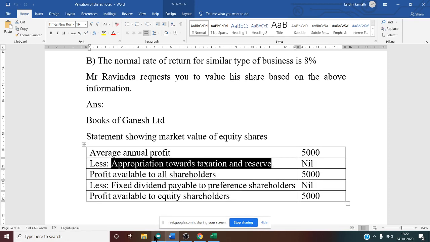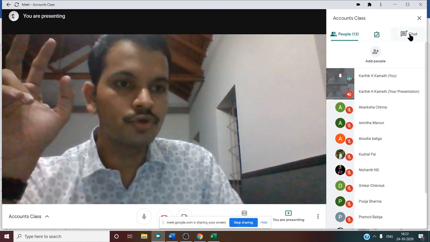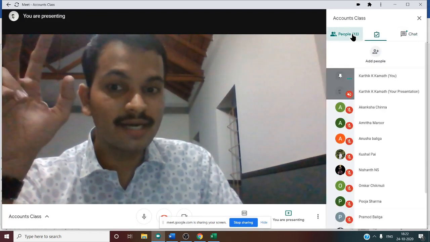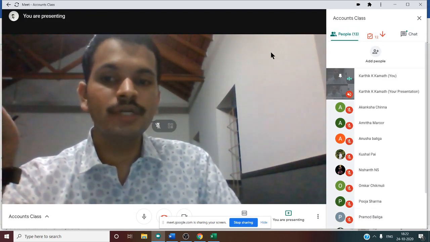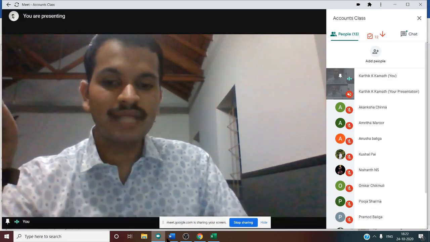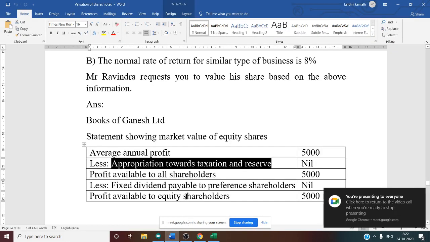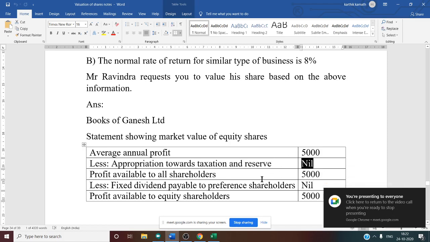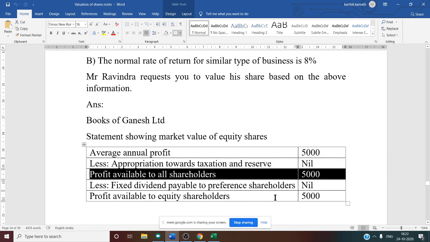Suppose both the information is given in the question, then what are you going to do? Then you are going to deduct the tax rate first. After that you need to deduct the general reserve rate. So that is the format. Don't deduct general reserve first. First you need to deduct tax, then general reserve. But in this question, there is no information, that is why nil. So profit available to all shareholders is 5,000. So average annual profit itself is the profit available to all shareholders.